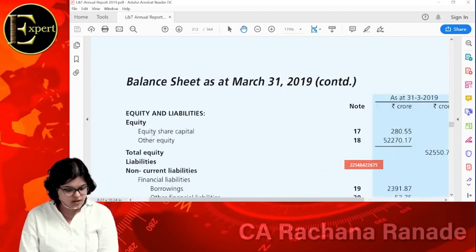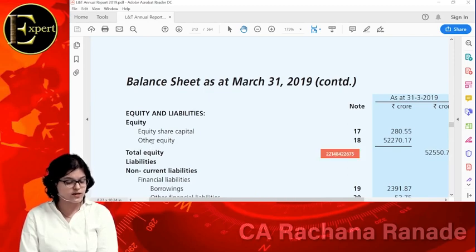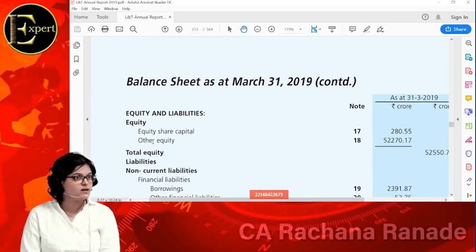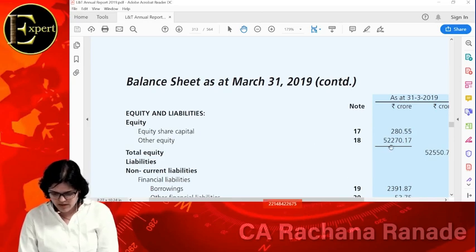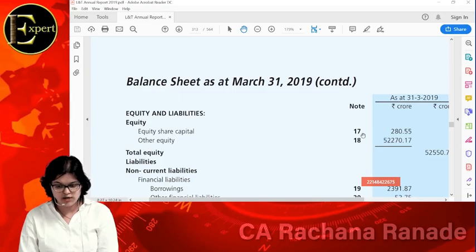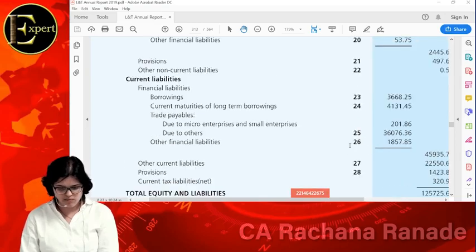If you remember this, equity: share capital and other equity. What was other equity? Reserves and surplus. In these days, you remember, na? Other equity was what? Reserves and surplus. But do we see that figure here, or is it much higher than that? Much higher than that. So we'll have to check note number 18.